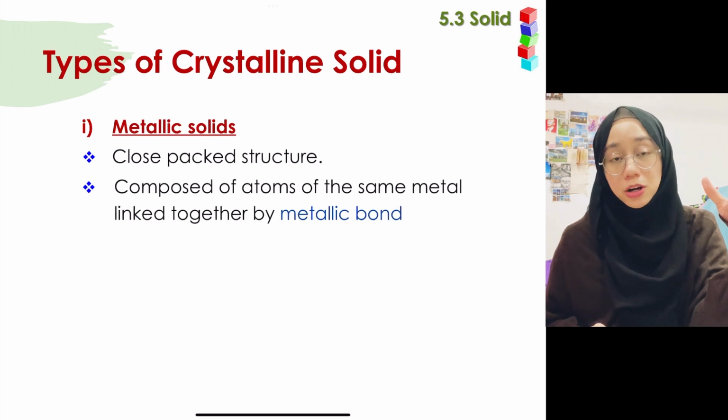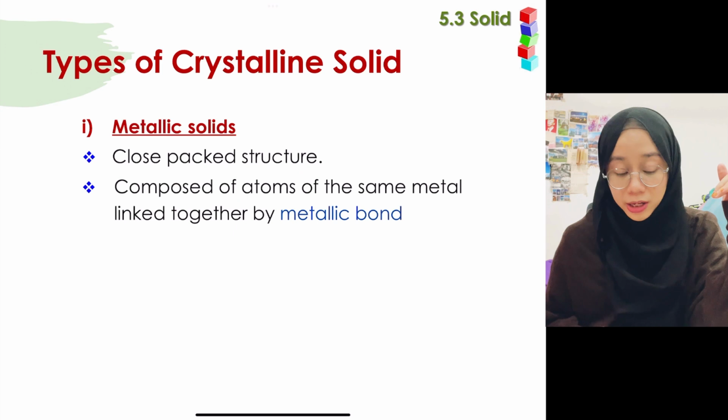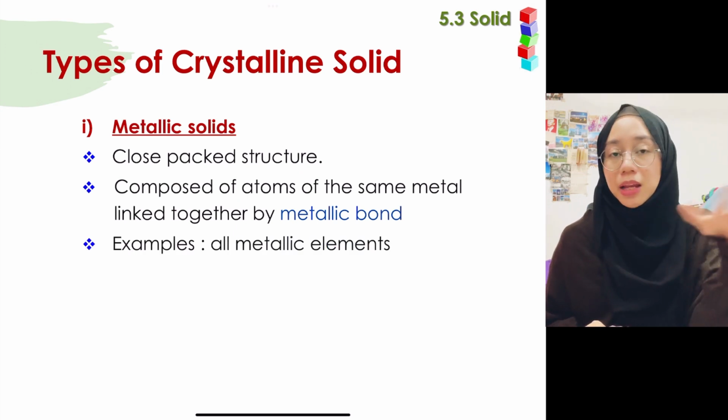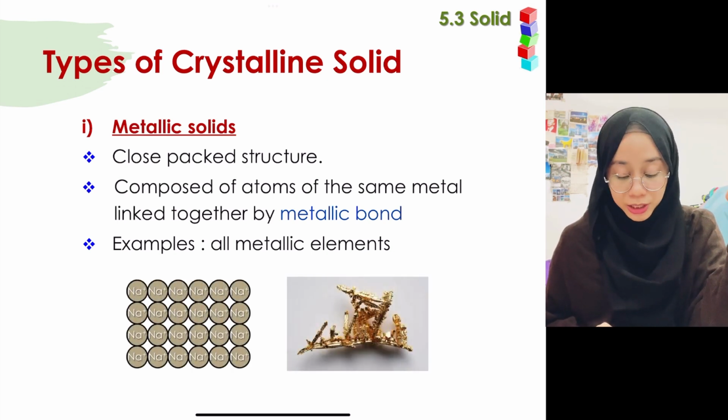So metallic solid, they are closely packed structure. Okay, it composed of atoms of the same metal linked together by a metallic bond. So for example, any metallic elements actually dia boleh form metallic solid ni. Okay, kita ada sodium ataupun kita ada gold kat sini. So they are considered as a metallic solid.